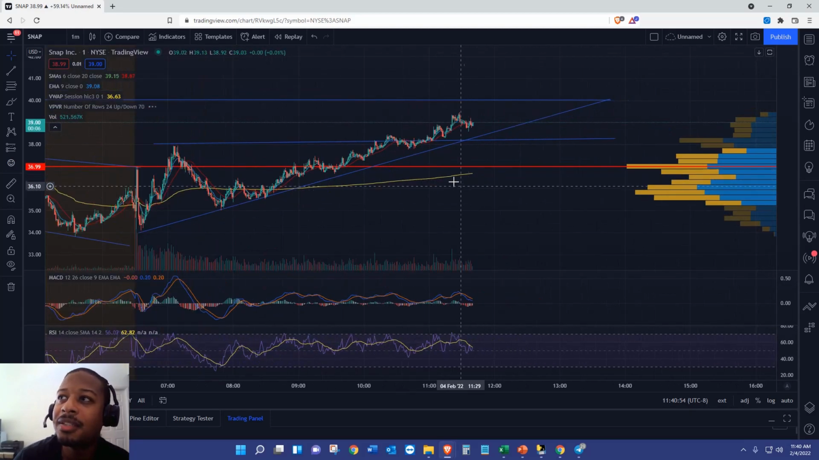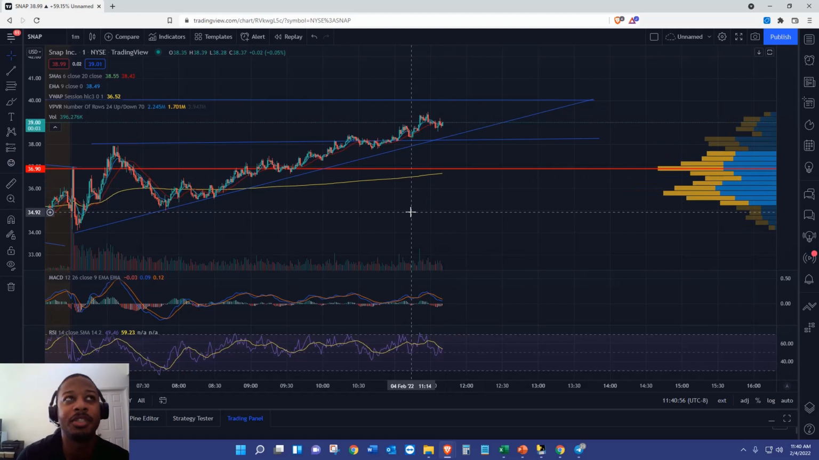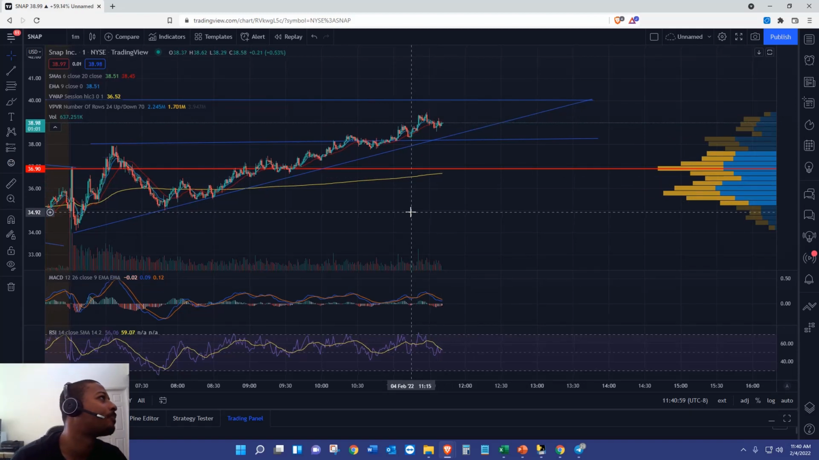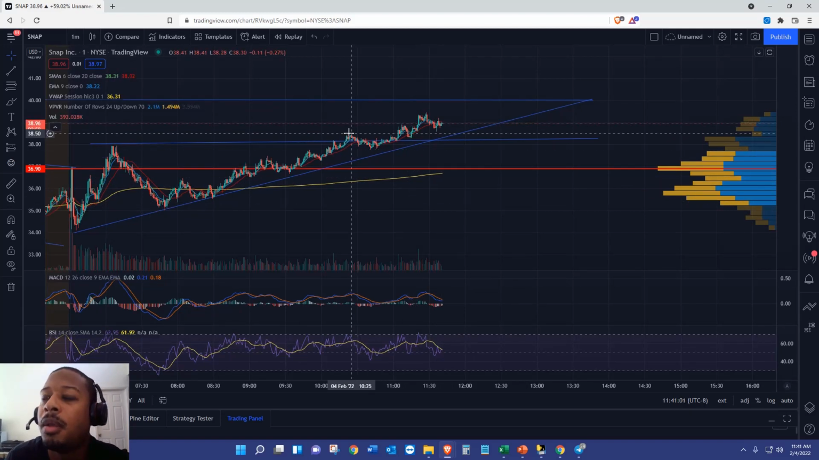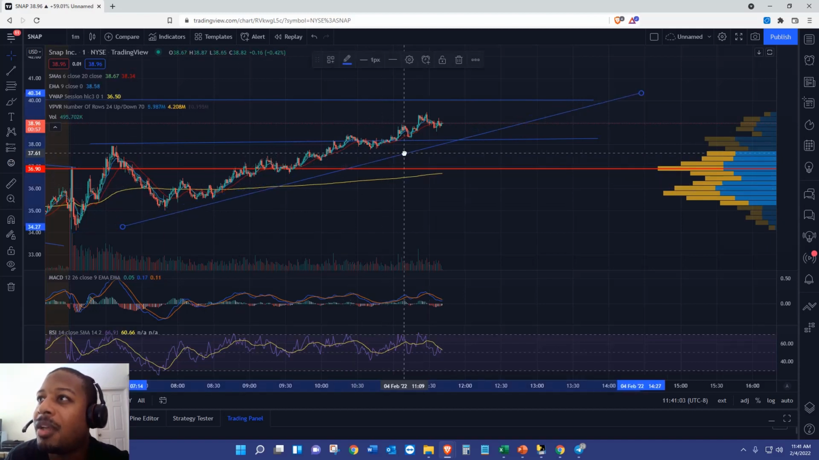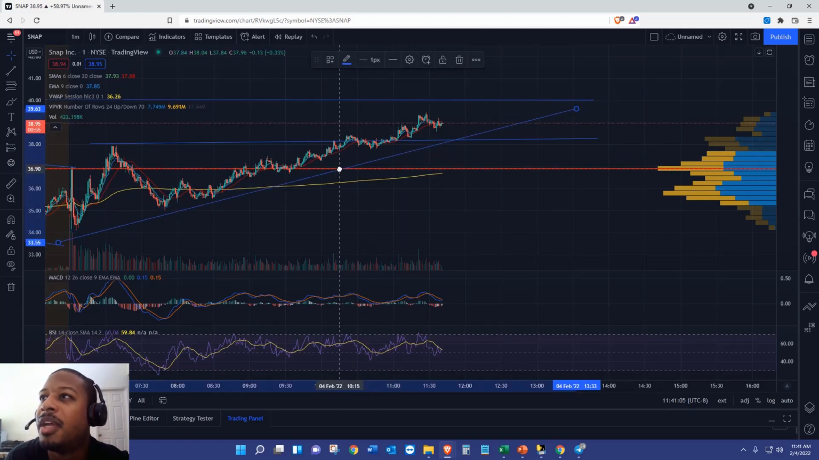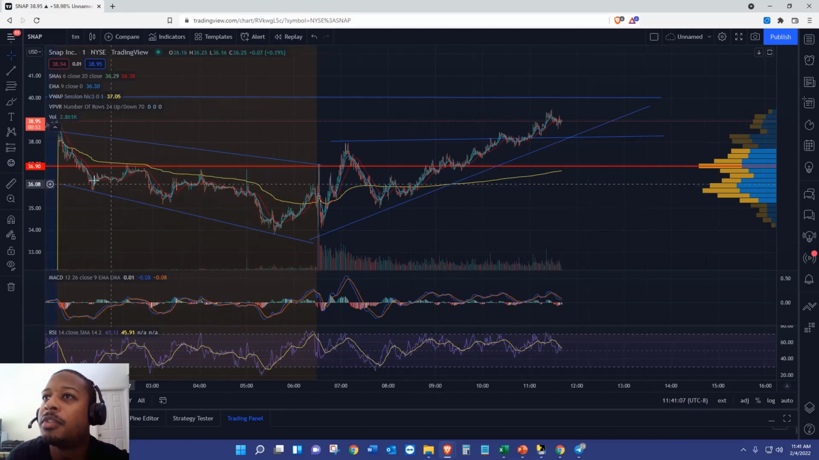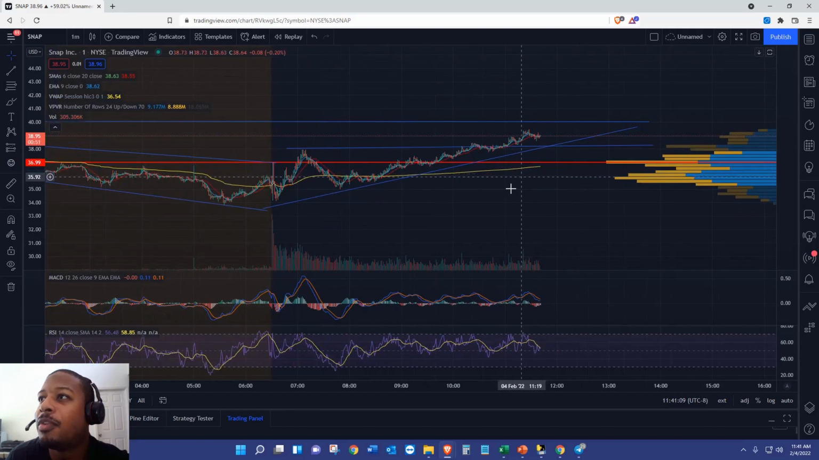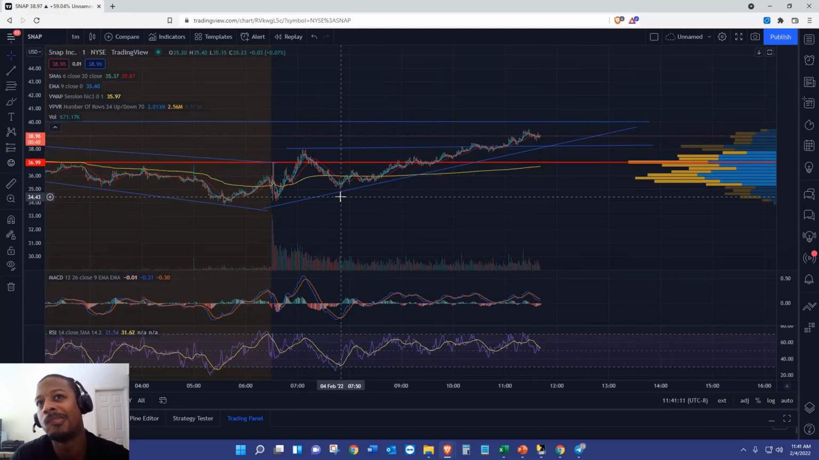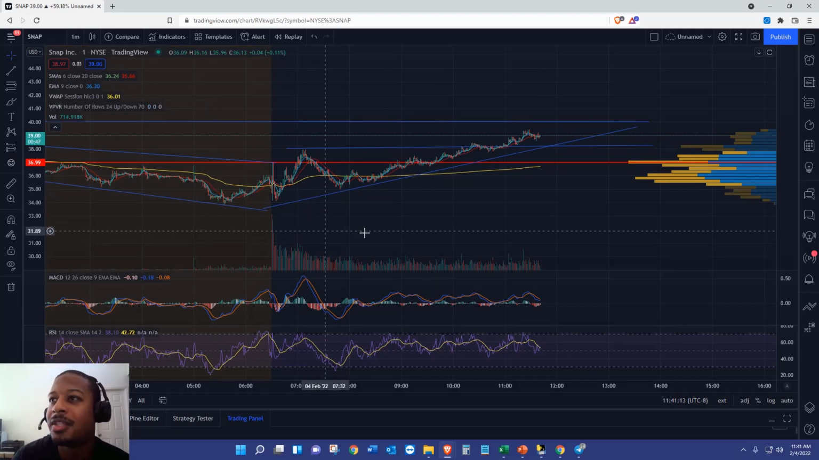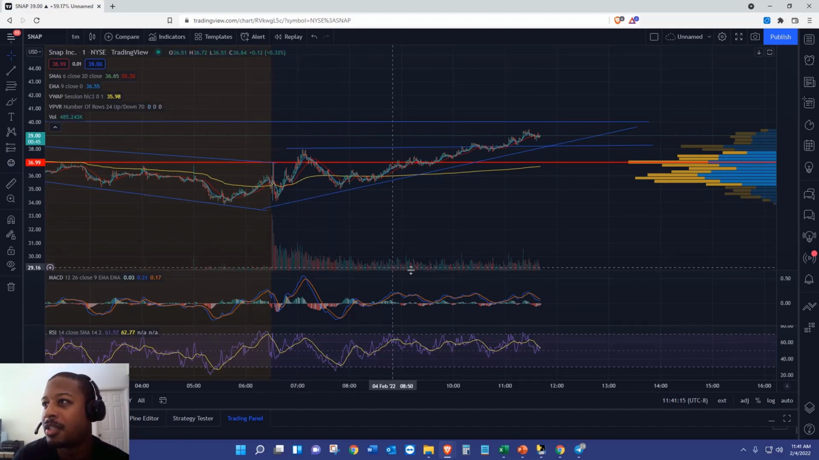So what I can tell from here, and what I was predicting anyway, was that Snap was going to make a new level of support here, a new recent level of support. Oh, sorry, didn't mean to move that. The reason why I can tell, and then you can see here that the volume has died off.